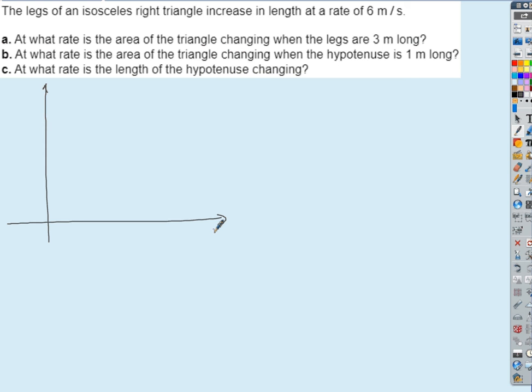You would just have X and the Y might be the legs, okay? And then the hypotenuse would be, obvious then. So this would be one leg, that's another leg, and then there's the hypotenuse, right? It's an isosceles right triangle, so that's a right angle. Okay, so then what could the variables be?